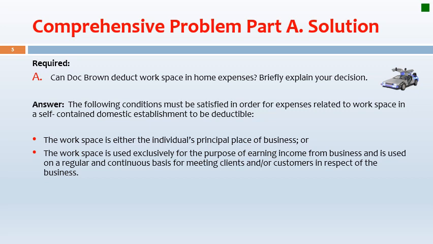Now, as far as Doc is concerned here, we can look through the first criteria and address that. The workspace is either the individual's principal place of business. Given that we're not aware of any other place in which Doc Brown conducts his business, we can probably assume that this is his principal place of business. Even if it's not, if we take a look at the second criteria here, note that either one of these needs to be met. Workspace being used exclusively for the purposes of earning income from business. I would say, yeah, that's met, as the narrative does indicate that the 20% of his home is dedicated exclusively to the plutonium business.